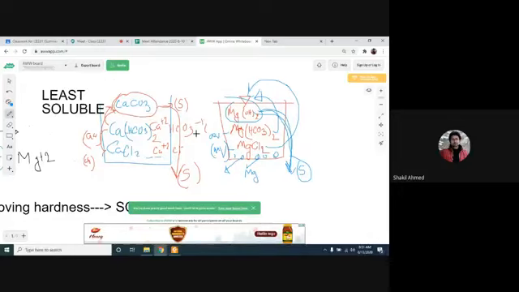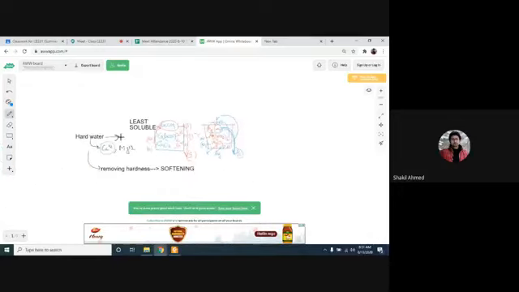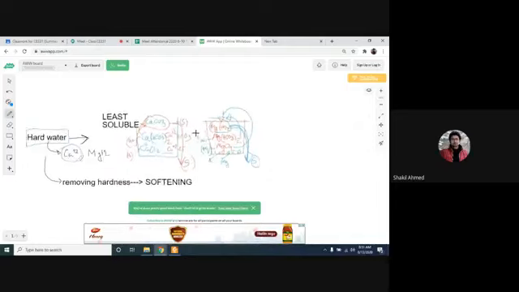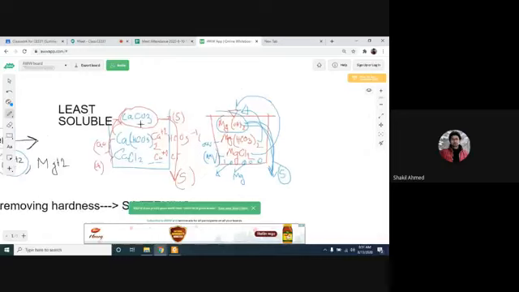That means you are removing magnesium from water, you are removing calcium from water. That means you are removing hardness from water. So remember, your objective is to convert other forms of calcium to calcium carbonate and convert other forms of magnesium to magnesium hydroxide. Then they will be precipitated and subsequently be removed from water. Clear?